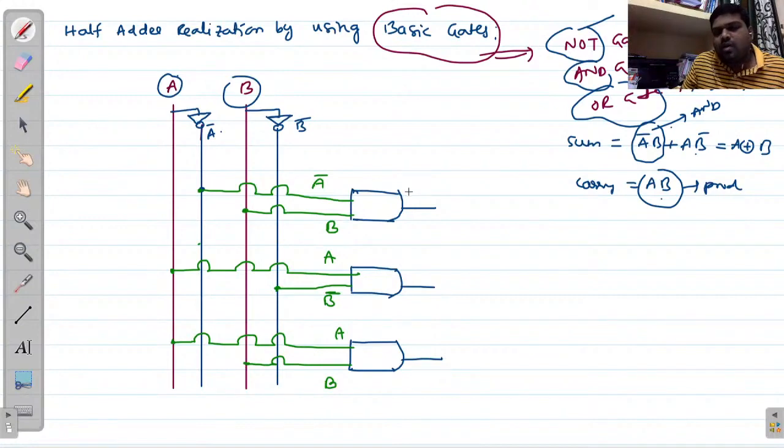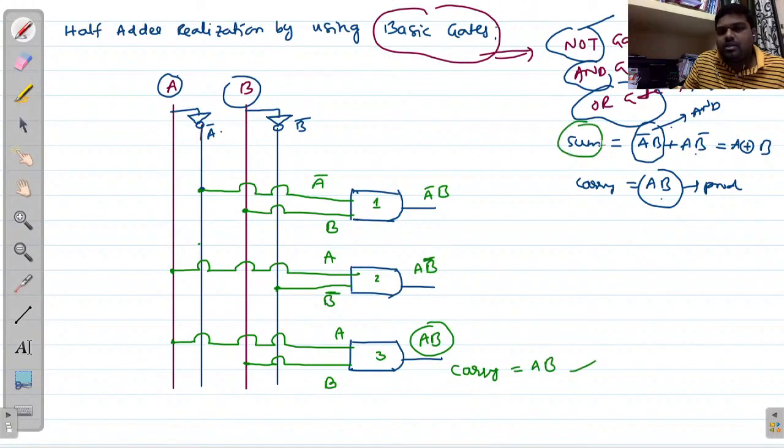So finally, what is the outcome of these gates? This is 1, this is 2, and this is 3. The first gate output is what? A bar B. The second gate output is AB bar, and the third gate output is AB. So this is our carry, right? Here I am indicating carry equals AB. So carry is over. Now I want the sum term. Sum term is A bar B plus AB bar. This is a product term, and this is also a product term. We need to add these two.